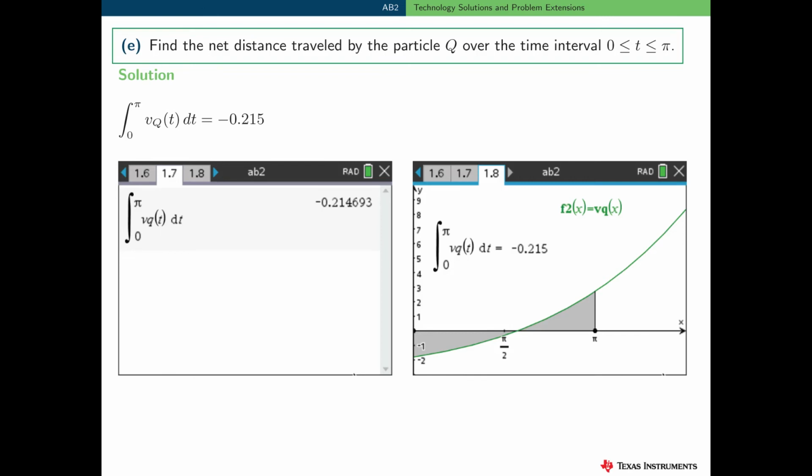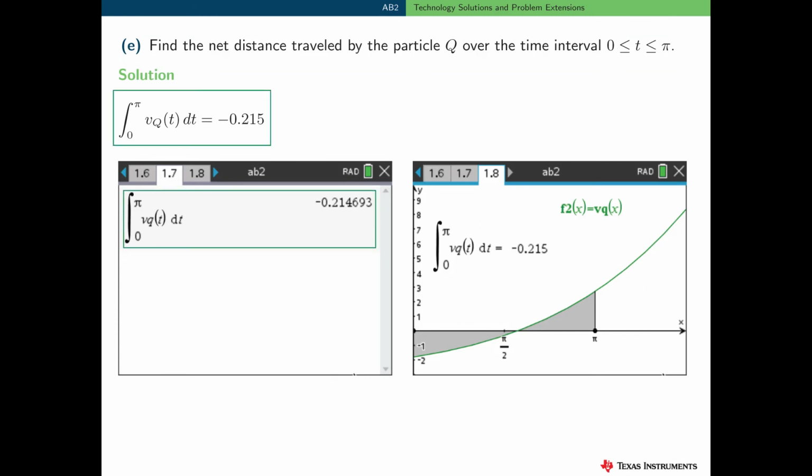First, find the net distance traveled by the particle Q over the time interval 0 to pi. Contrast this question with part D. Here, the integrand does not include the absolute value function. I used technology to find the net distance traveled is minus 0.215.